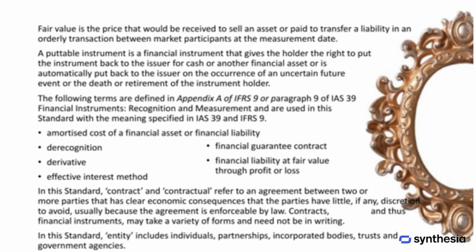death or retirement. Several other terms used in this standard are defined in IFRS 9 or IAS 39, including amortized cost, derecognition, derivative, effective interest method, financial guarantee contract, and financial liability at fair value through profit or loss. In this standard, the terms contract and contractual refer to agreements between two or more parties that have clear economic consequences and little or no discretion to avoid them, often because they are legally enforceable. These contracts and the financial instruments they represent can take many forms and do not need to be written. Finally, the term entity includes individuals, partnerships, corporations, trusts, and government agencies.